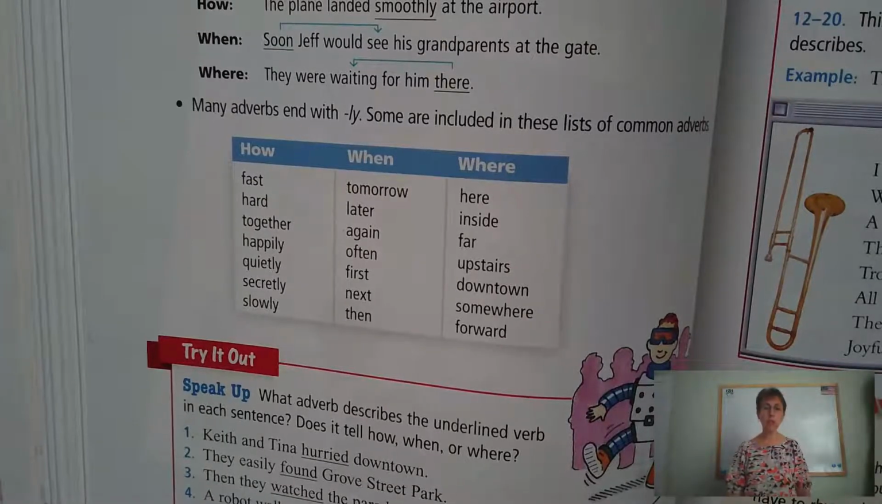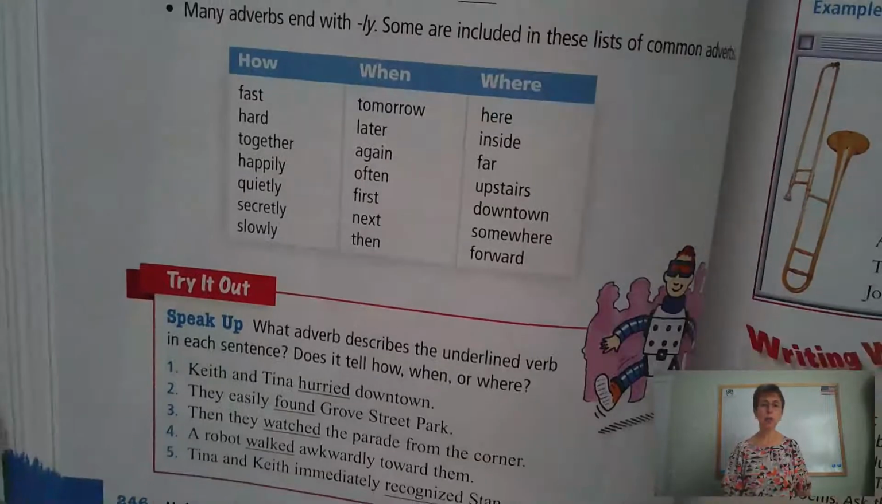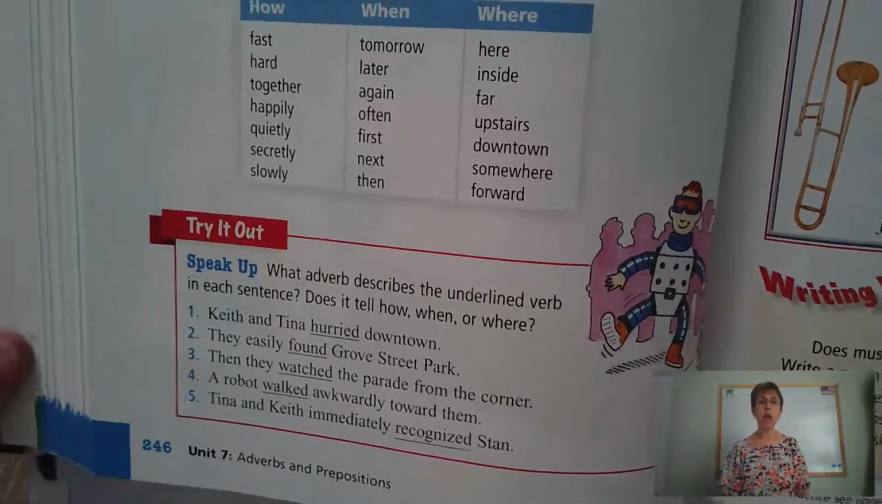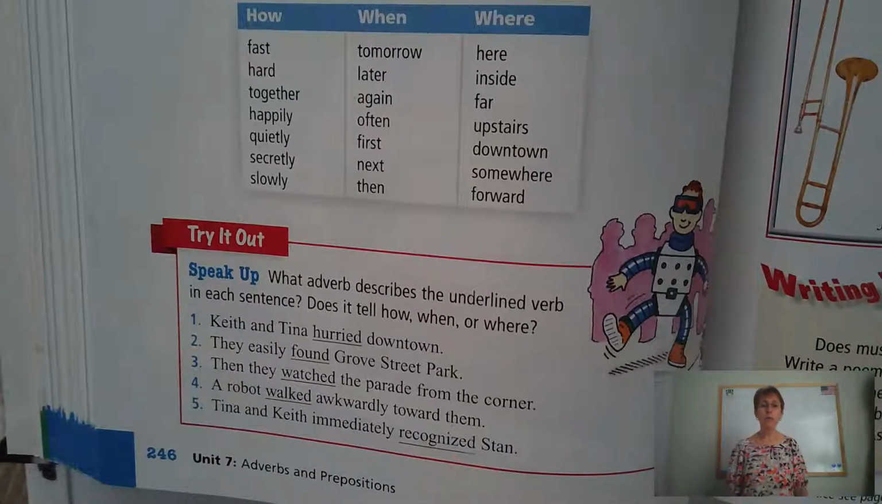All right, let's take a look at the try it out section for just a few sample sentences. It says, what adverb describes the underlined verb in each sentence? Does it tell how, when, or where? Well, the verb is already underlined, so we're looking for the adverb that describes that verb, and then deciding, does it tell us how, when, or where? Number 1, Keith and Tina hurried downtown. Hurried is the verb. You ask yourself, does it tell us how they hurried, when they hurried, where they hurried?